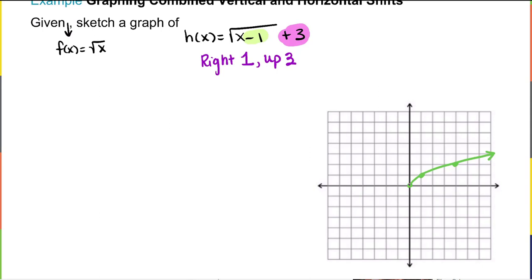So take that first point, we go right 1, up 3. Then take this point, go right 1 and up 3. And take this point, go right 1 and up 3. It is the same shape. It just moved right 1 and up 3.